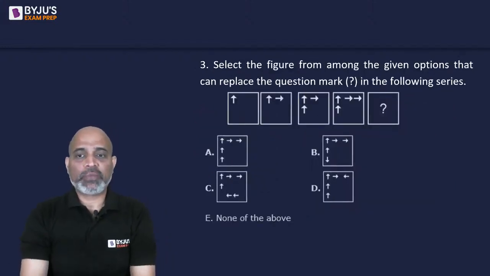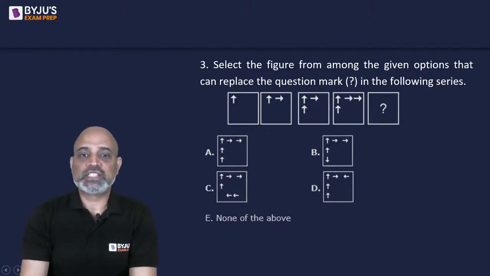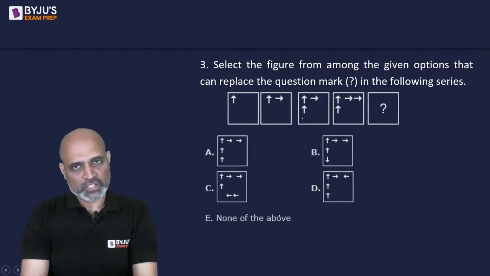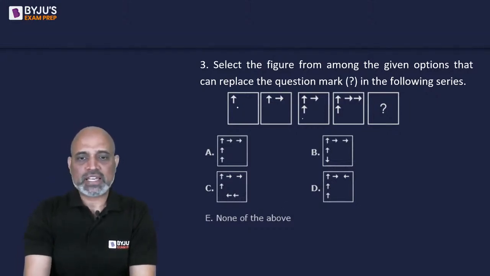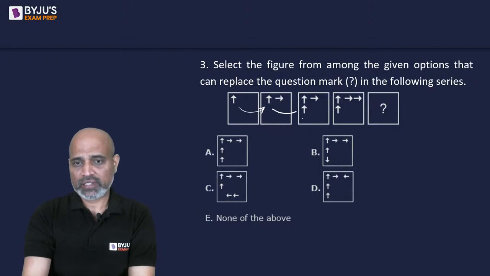Select the figure from among the given options that can replace the question mark in the following series. So we have one arrow, then we have an additional arrow, then an additional arrow, then an additional arrow. So now what should happen? Right? So you can see that whatever image we have, the same image arrows already exist, right?